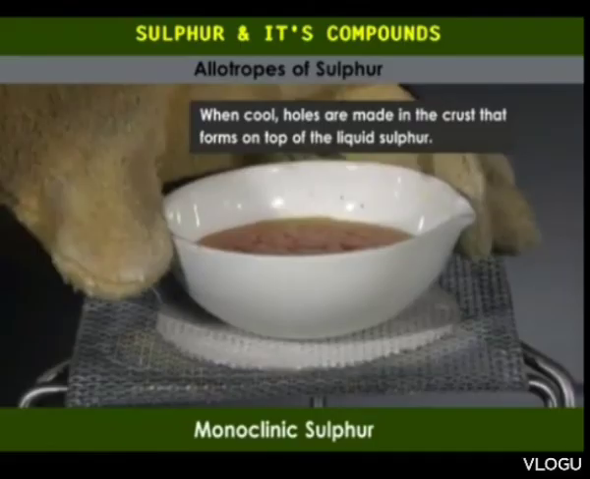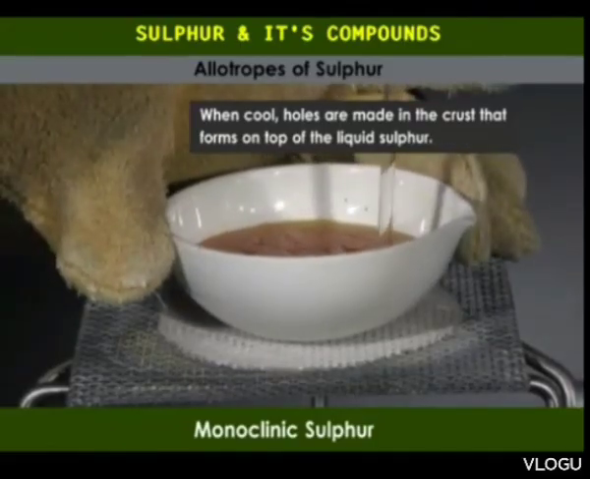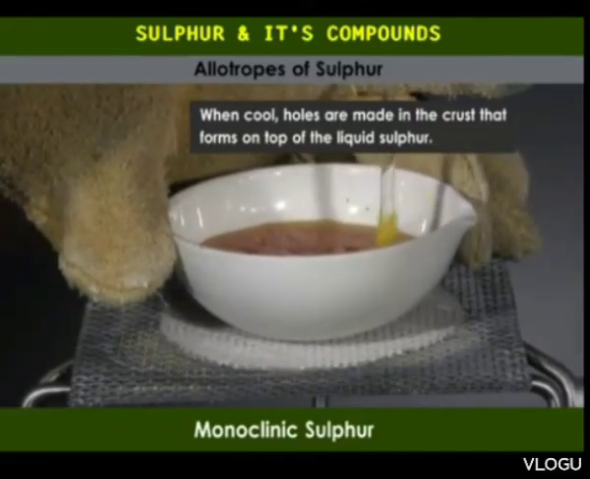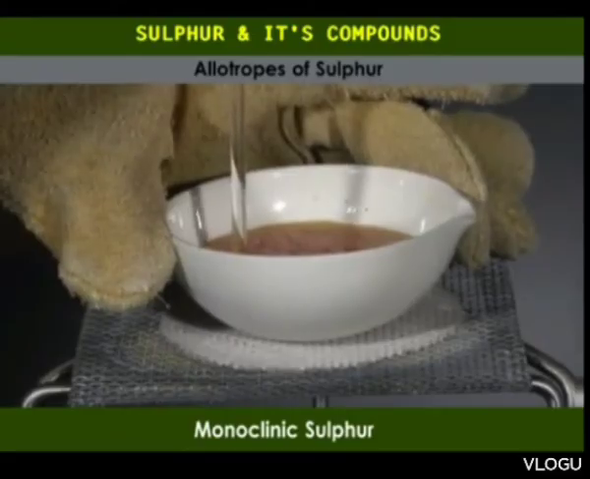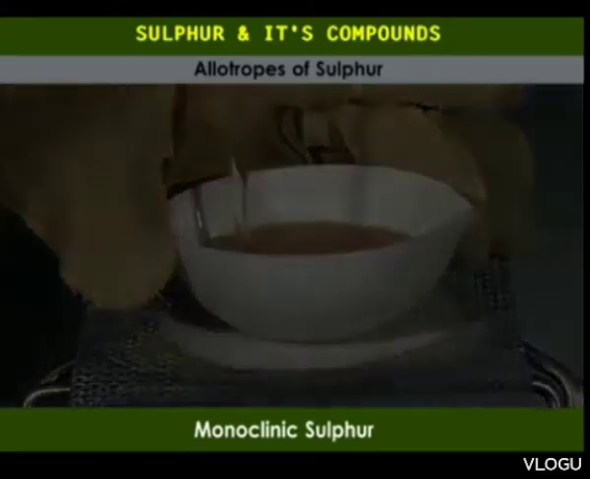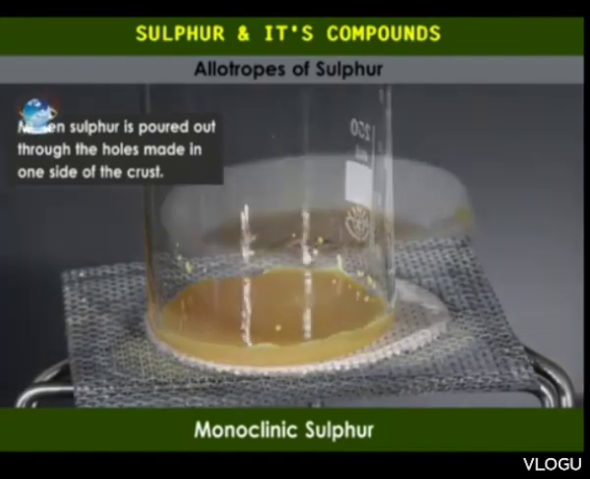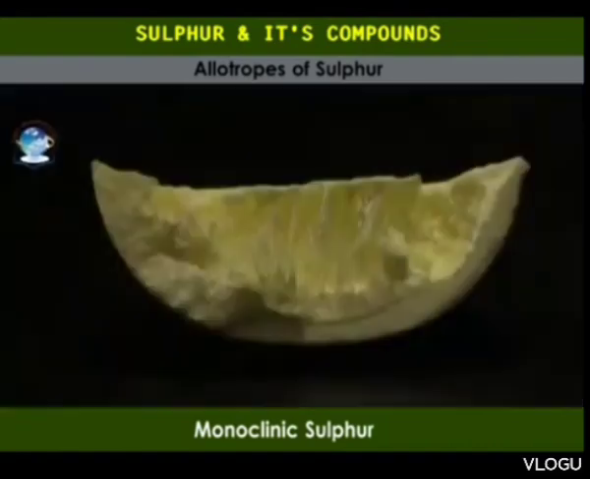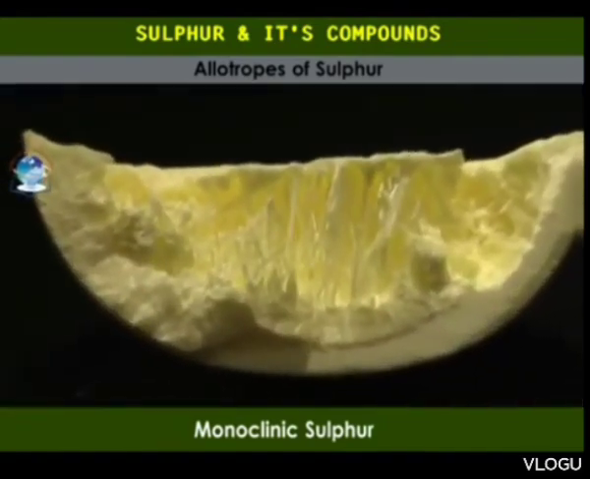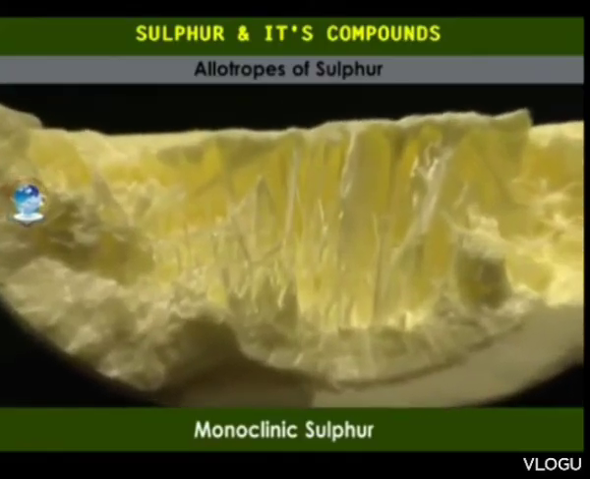When cool, holes are made in the crust which forms on top of the liquid sulfur. Once the solid crystals form, the molten liquid inside is poured out through these holes. When the cool solid is broken open, monoclinic crystals can clearly be seen.